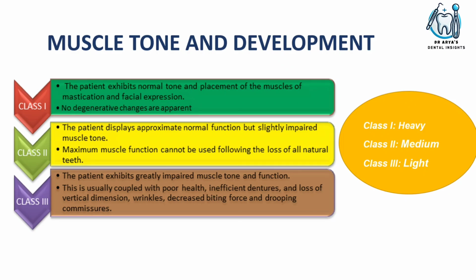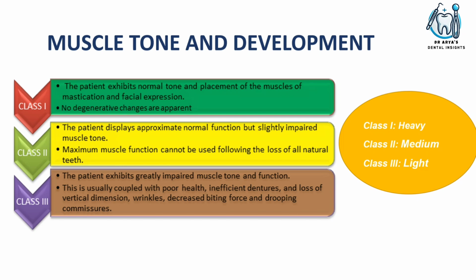House classified muscle tone as class 1, class 2 and class 3. In class 1, the patient exhibits normal tone and placement of the muscles of mastication and facial expression. No degenerative changes are apparent. Class 1 is common in immediate denture patients because all other patients generally show degeneration. In class 2, the patient displays approximately normal function but slightly impaired muscle tone, and the maximum muscle function cannot be used following the loss of all natural teeth. And in class 3, the patient exhibits greatly impaired muscle tone and function, and this is usually coupled with poor health, inefficient dentures, and loss of vertical dimension, wrinkles, decreased biting force, and drooping commissures.